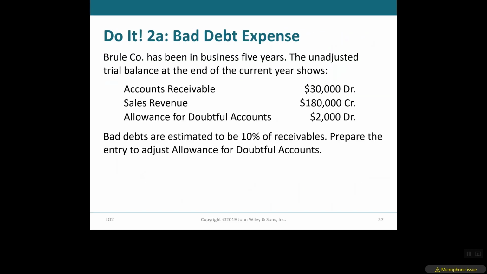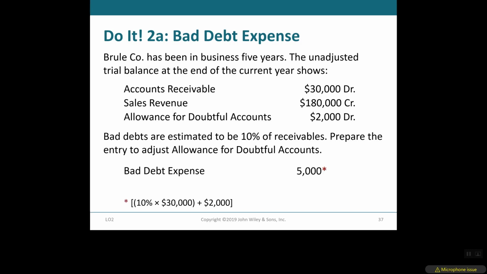All right, so we have an example here. Brule Company has been in business for 5 years. The unadjusted trial balance at the end of the current year shows they have an accounts receivable debit balance that is good, sales revenue credit balance that's good, and an allowance for doubtful debt debit of 2,000. Again, that tells us they underestimated, and what do we do? We add it. We're saying that our percentage for bad debt expense is 10% of our receivables, and so let's see how we calculate this.